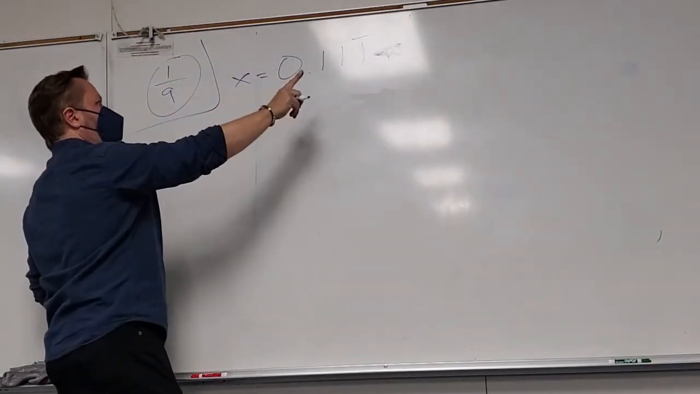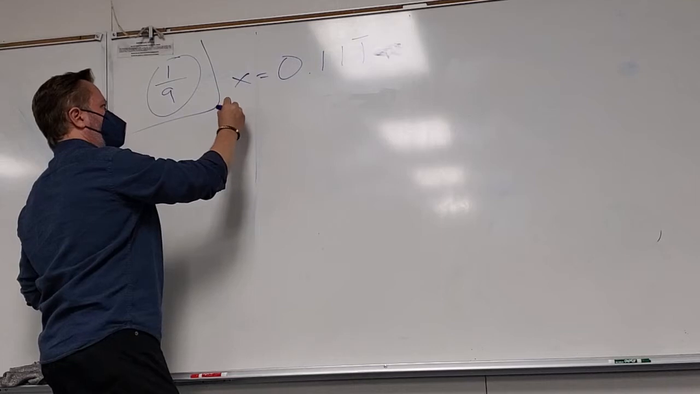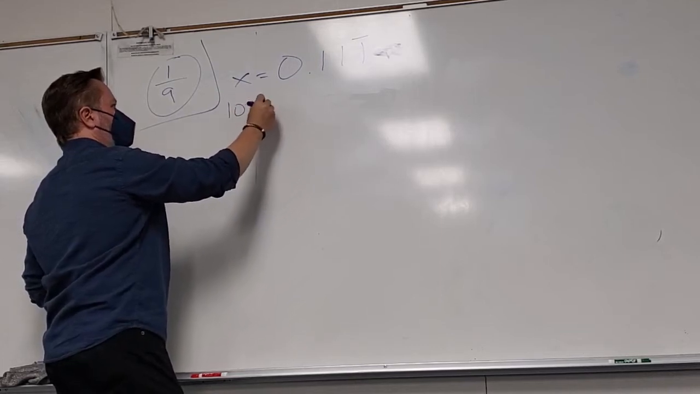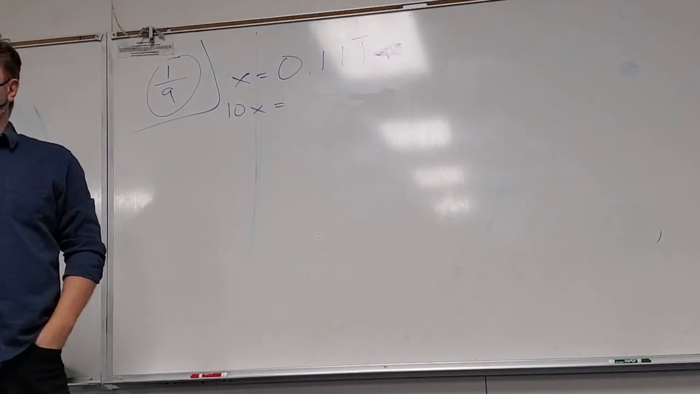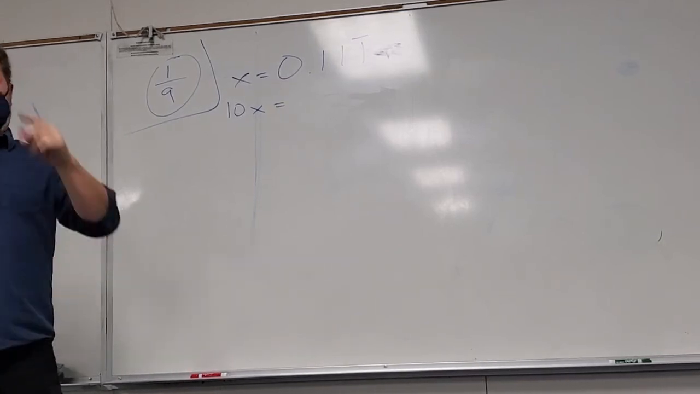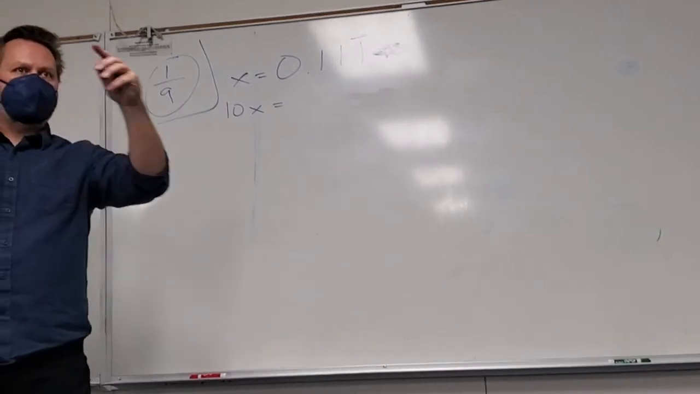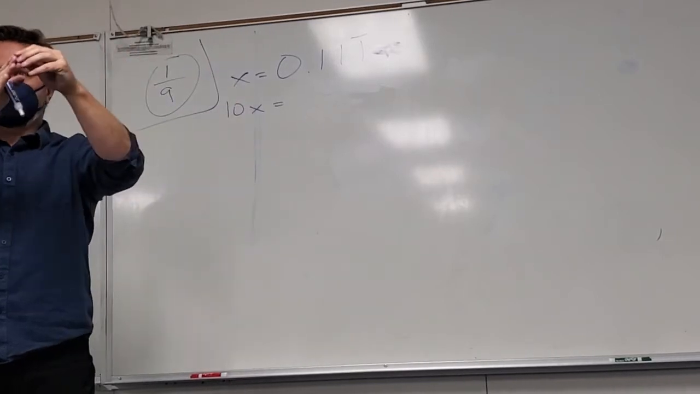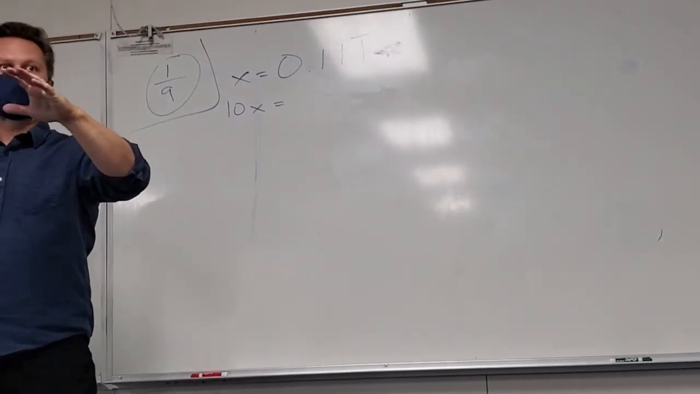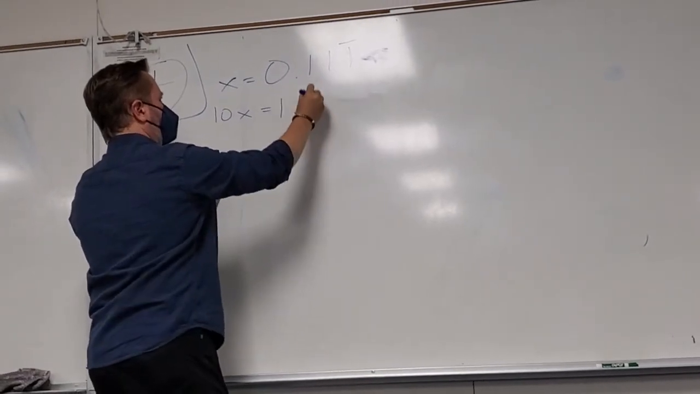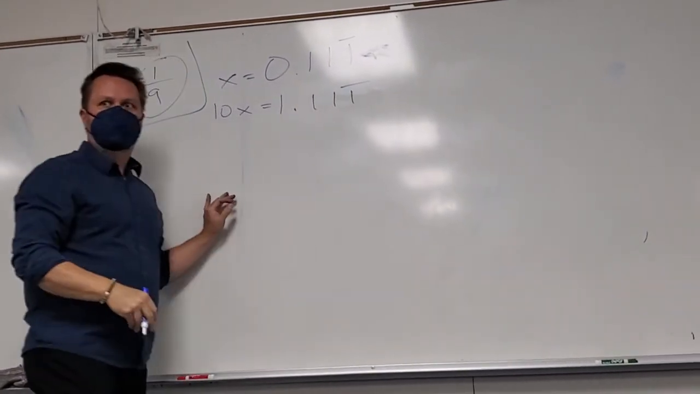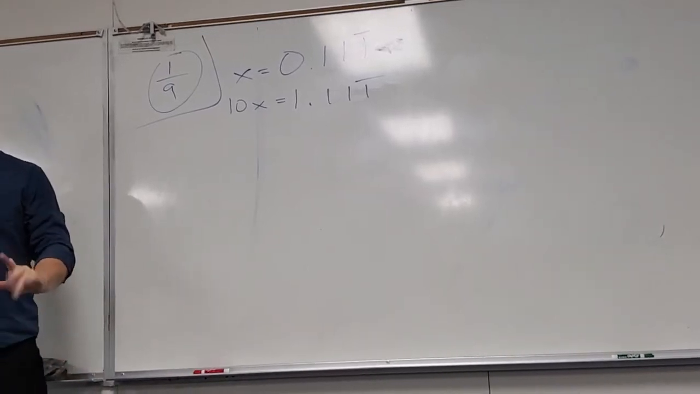So what if I multiply both sides by 10? What happens to a decimal when I multiply by 10? Who remembers? The decimal moves by 1. Every place that's there gets 10 times bigger, so they all move one place over. Does that make sense? So now it's going to be 1.111 forever, yes? Stay with me. This is kind of cool.